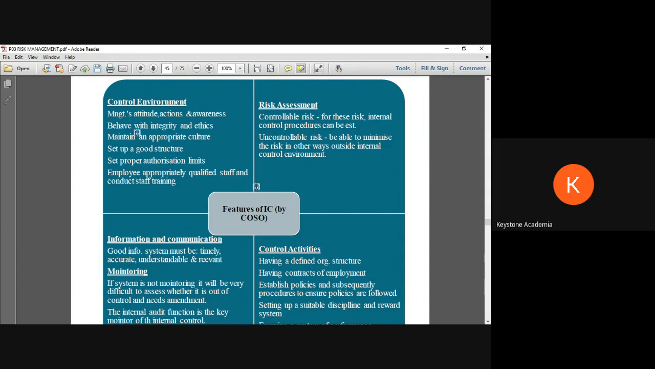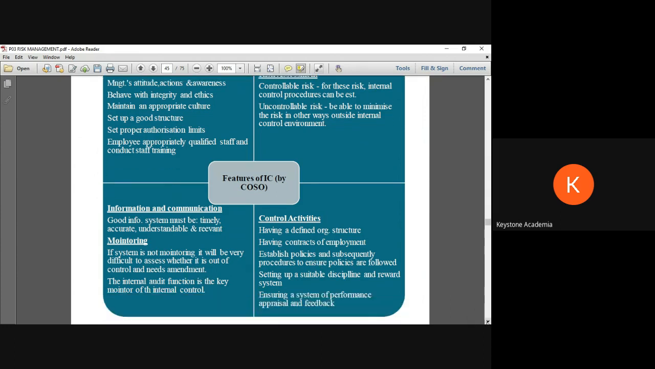For example, management's attitude: behave with integrity and ethics, maintain appropriate culture, set up good structure, all of this. Control activities, what we are doing, good organization structure, having contracts of employment, establishing policies, discipline and reward system. Discipline, rewards. So there are two things.